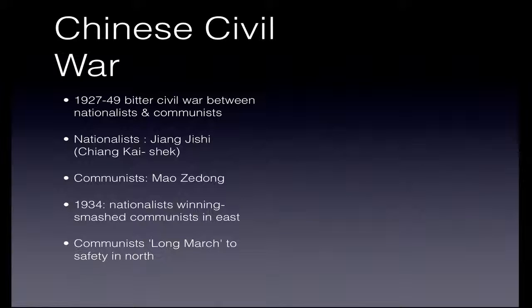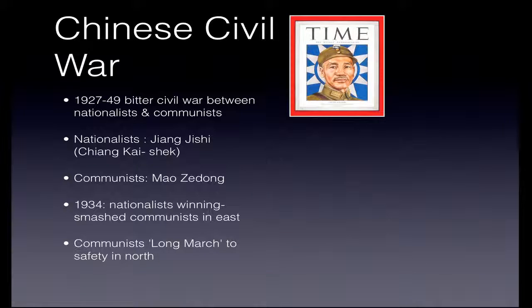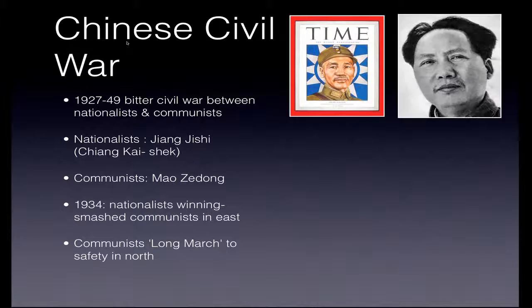From 1927 to 1949, there was a bitter civil war between nationalists and communists, two major groups in China. The nationalists were led by this guy you can see on the cover of Time magazine, Jiang Jieshi, or Chiang Kai-shek, as he's quite commonly known in the West. The communists were led by Mao Zedong, a very charismatic figure, a very efficient organizer.